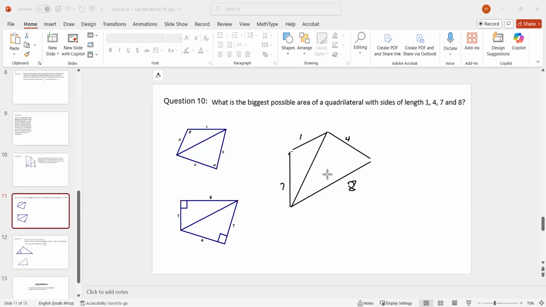So to do that, you draw a diagonal, like the way I've done here, and I've put down the sides A, B, C, D. I don't know what these sides are. I'm not putting 1, 4, 7, 8. I'm just going to put A, B, C, D in general, and then see what comes out of that. And then I see that once I've got that, then I can calculate the area of this quadrilateral.